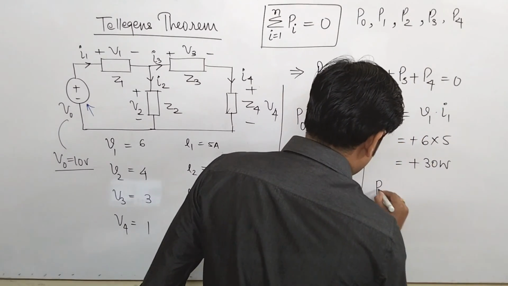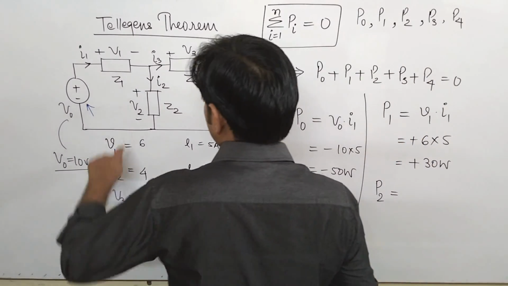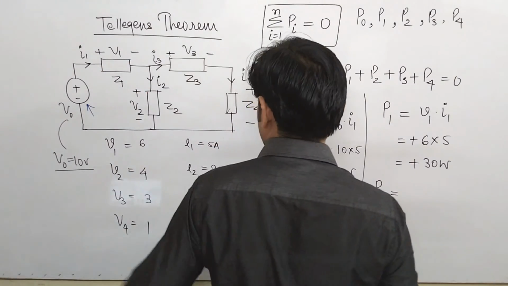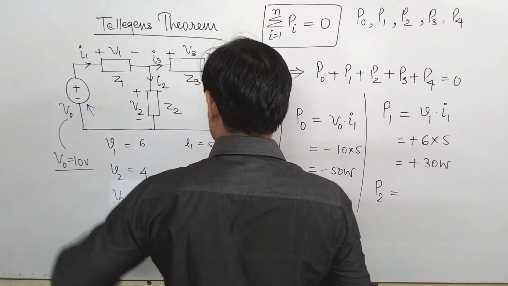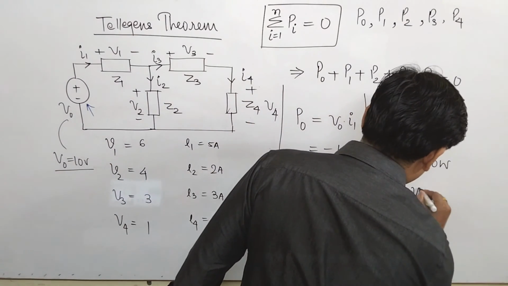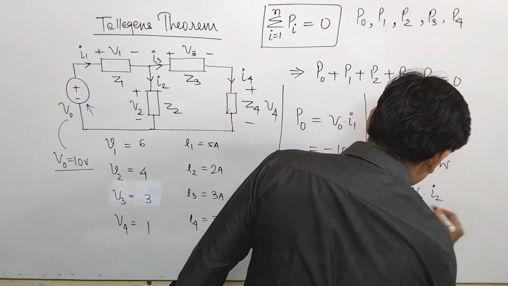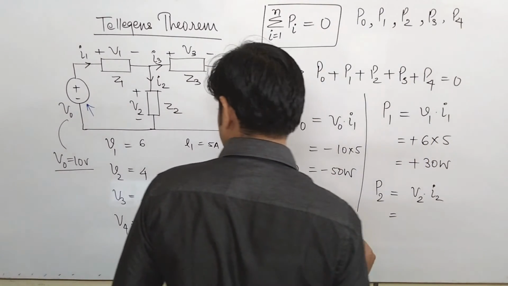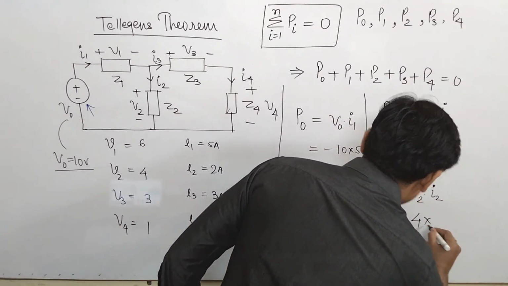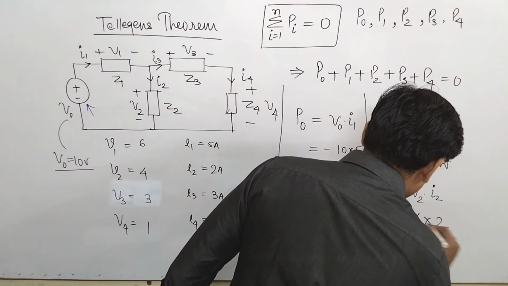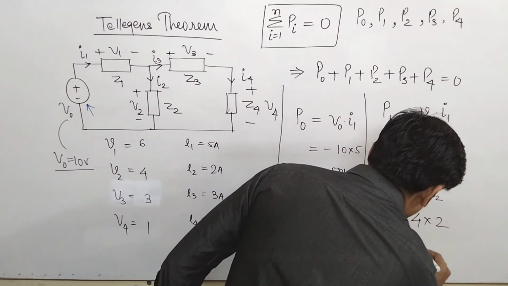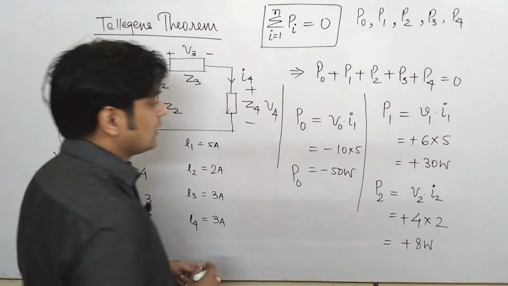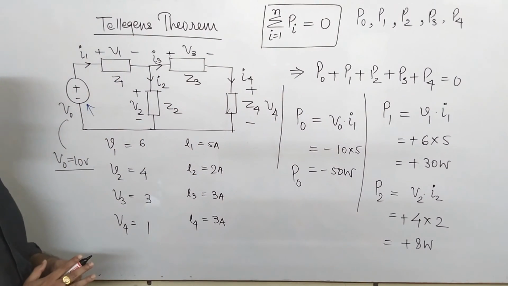This is P1. Now if you talk about P2, again current is entering into this terminal, that means it is absorbing the power, so that comes to be V2 into I2. The value of V2 is 4 and the value of I2 is 2. This is a positive power because it is absorbing, so that comes to be 8 watt. So this is the value of P2.